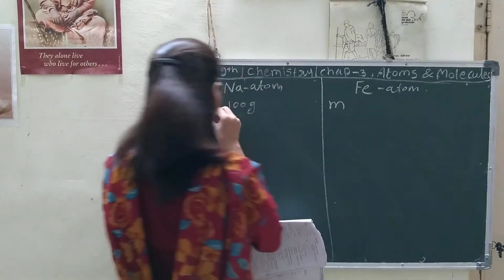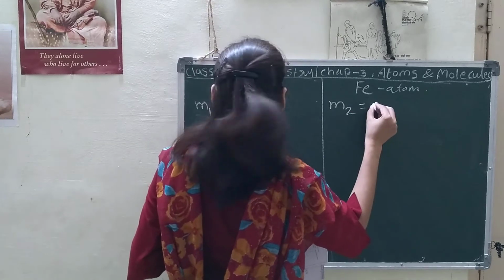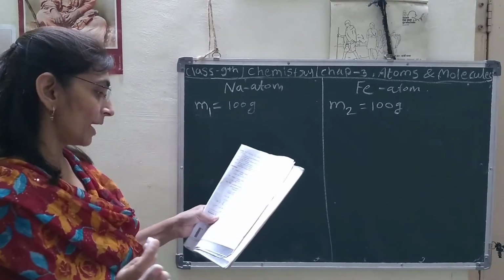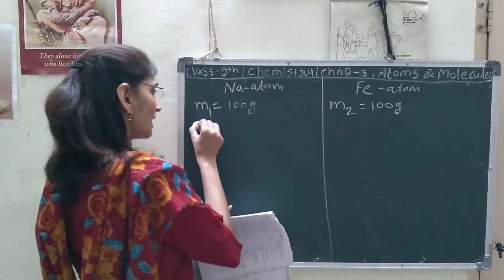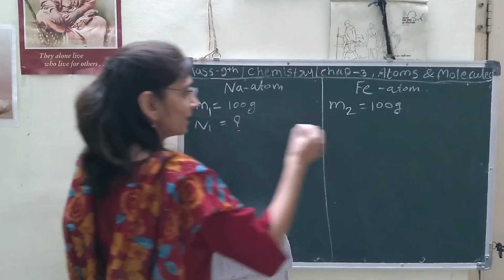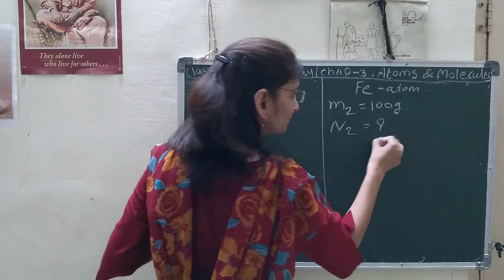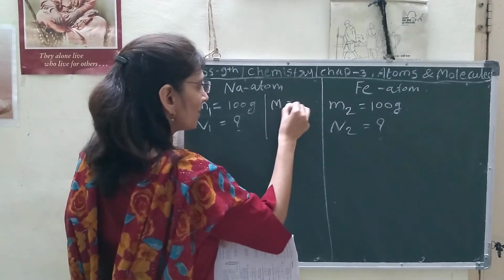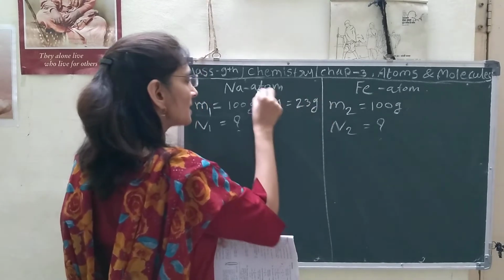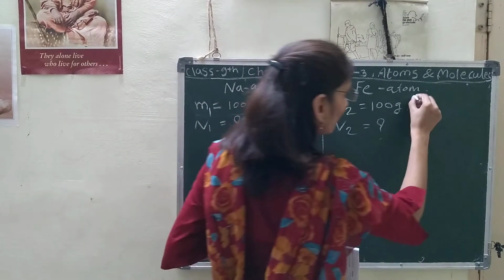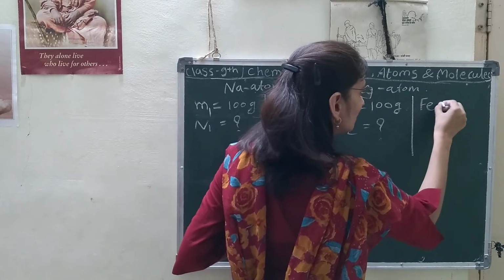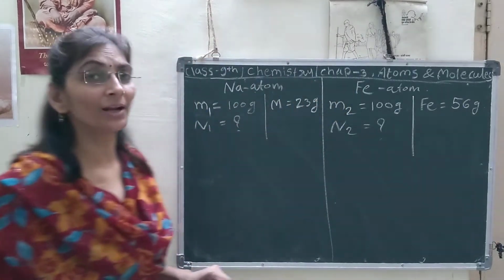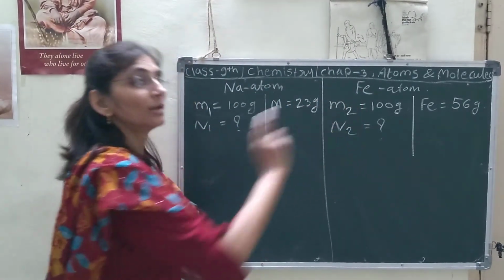Here M1, here M2. M2 is given 100 gram. Both are same, and we have to calculate number of atoms. Means N1 here we have to calculate, and here we have to calculate N2 for iron. Okay? And what is M here? For sodium, M will be 23 gram as an atom is here. For iron, it is equal to 56 gram. It is given in your numerical fortunately, but you should learn those values.